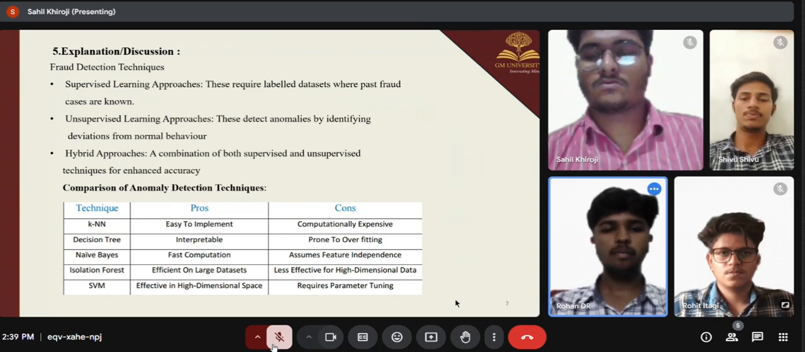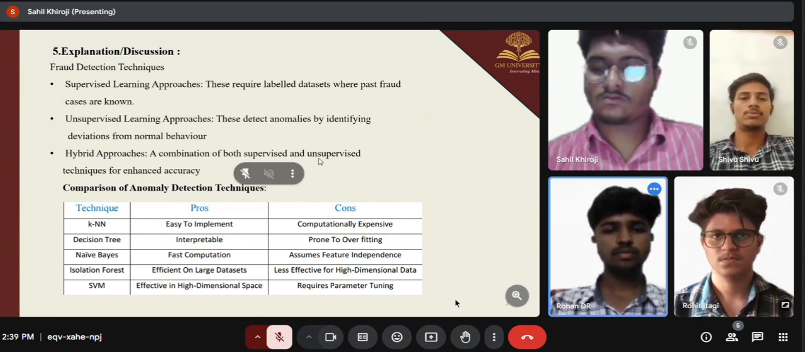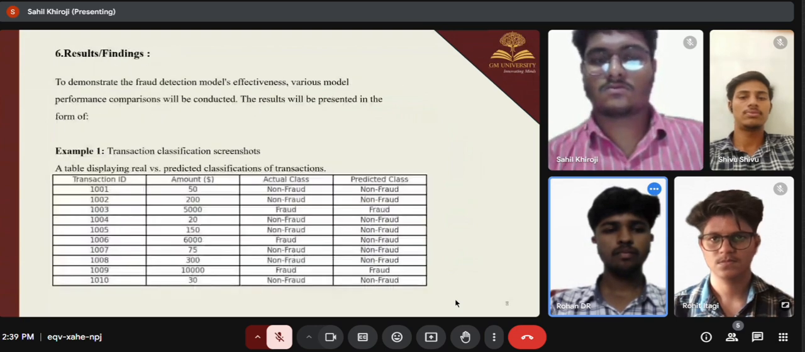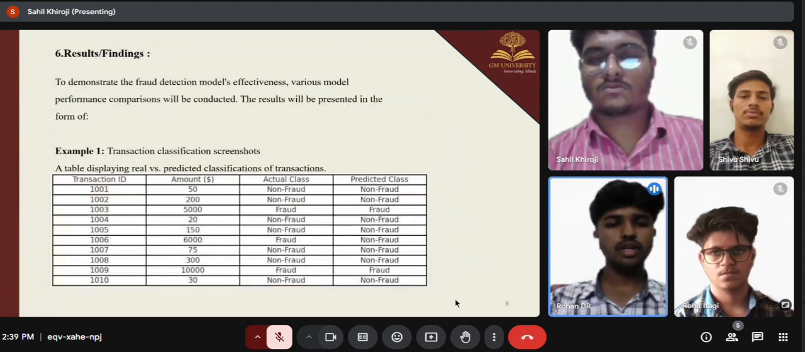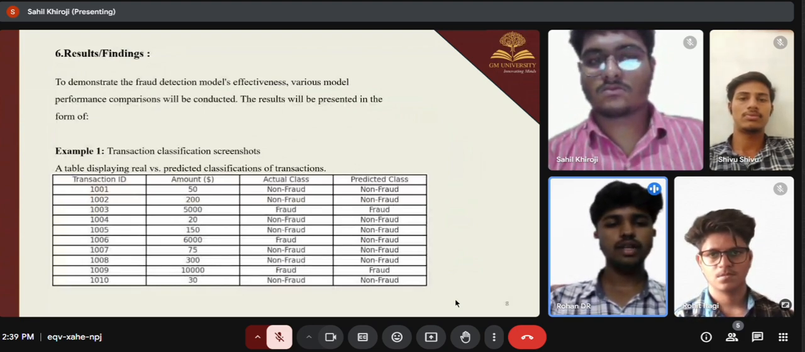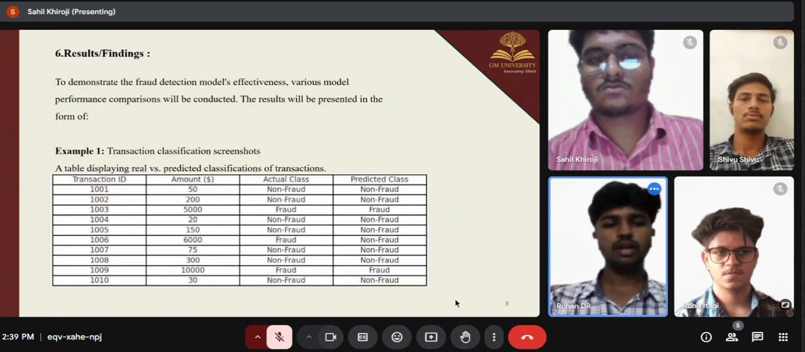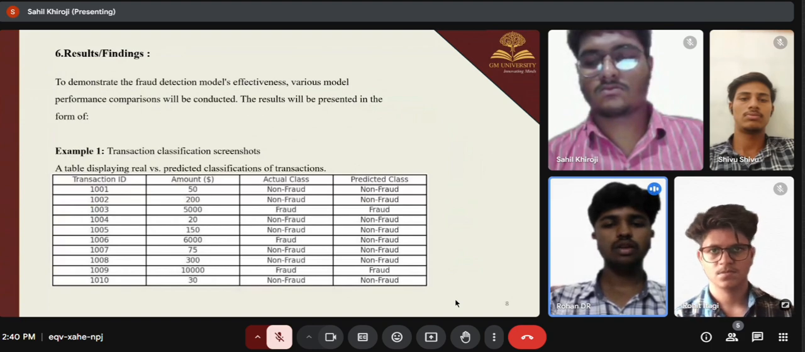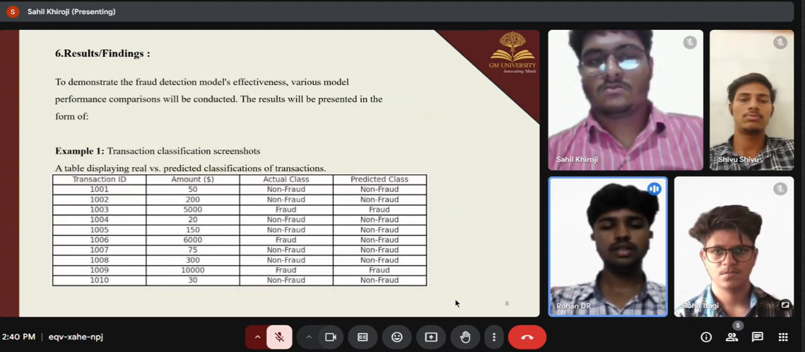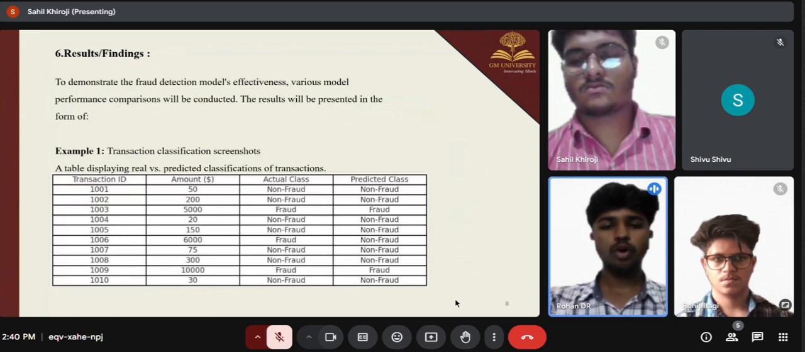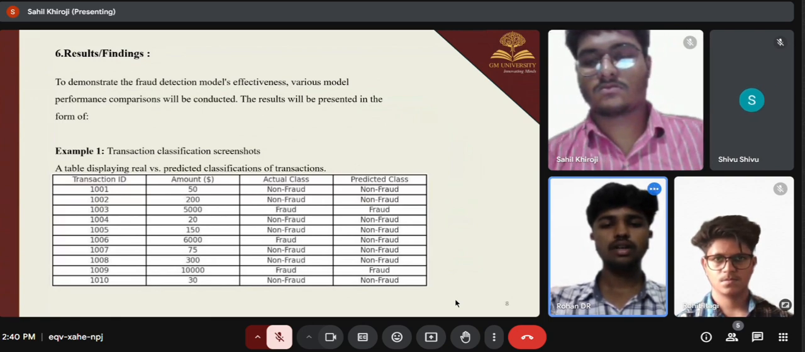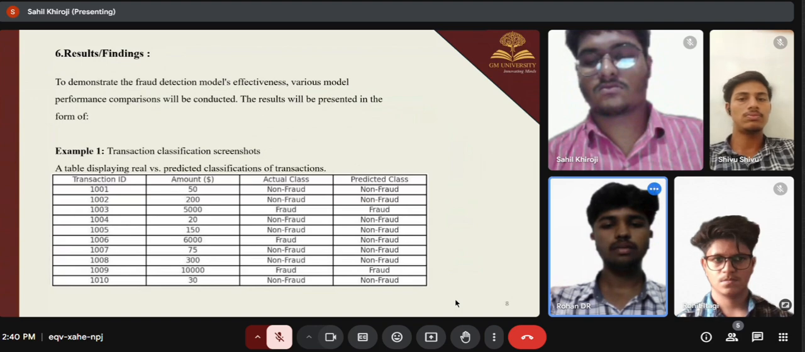And in the next slide, I am going to explain the results. To demonstrate the fraud detection model's effectiveness, various model performance comparisons will be conducted. The results will be presented in the form of, as you can see in example one, the transaction classification. This example shows how the fraud detection model classifies financial transactions and compares its predictions with the actual labels. The model is trying to predict whether the transaction is fraudulent or legitimate, meaning non-fraud.